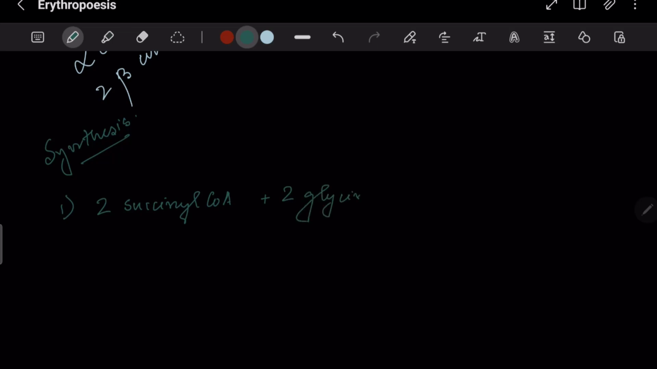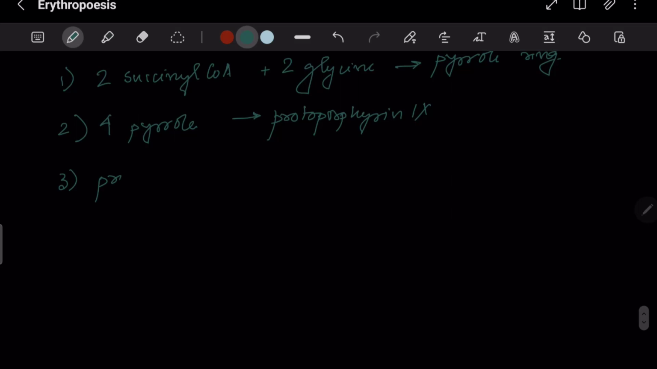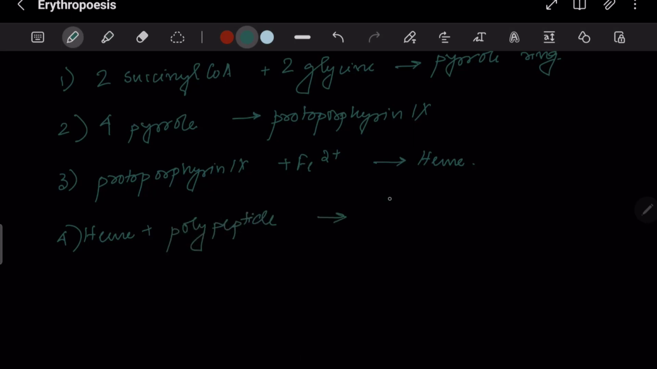Now, the synthesis of hemoglobin is basically dealt with in biochemistry, but we will talk about it in short. 2 molecules of succinyl CoA combine with 2 molecules of glycine to form a pyrrole ring. 4 molecules of pyrroles form protoporphyrin 9. A molecule of protoporphyrin 9 combines with Fe2+ to form the heme moiety. Now the heme plus the polypeptide forms the alpha or beta hemoglobin chain, and 2 alpha plus 2 beta forms the adult hemoglobin.